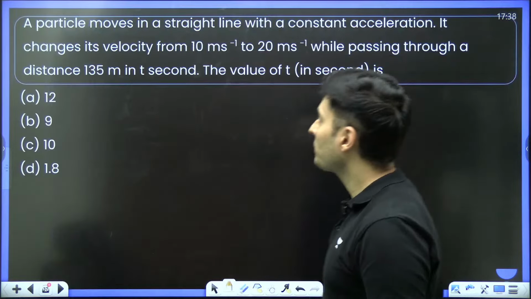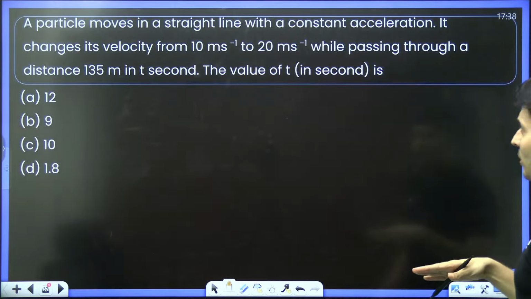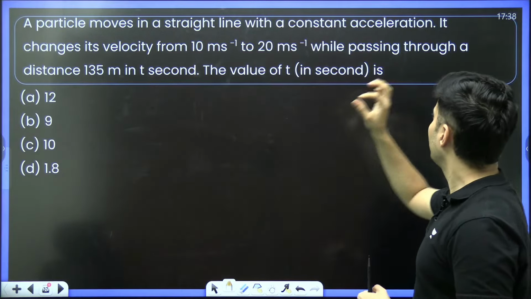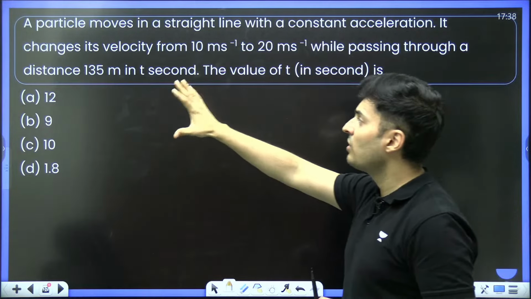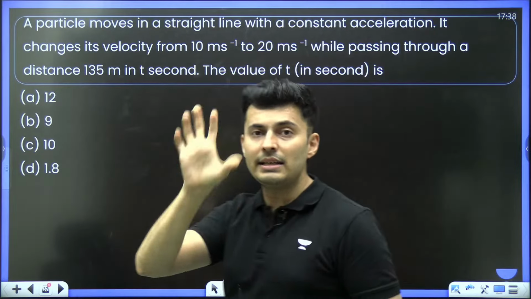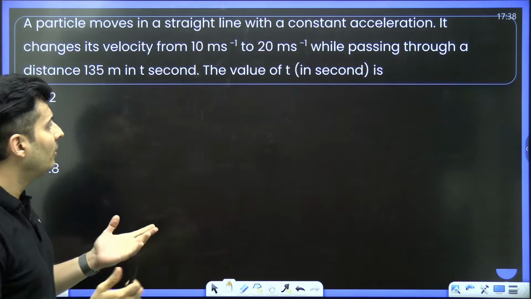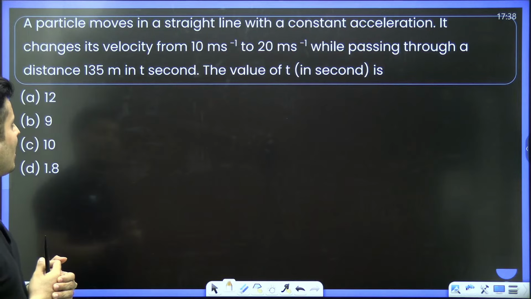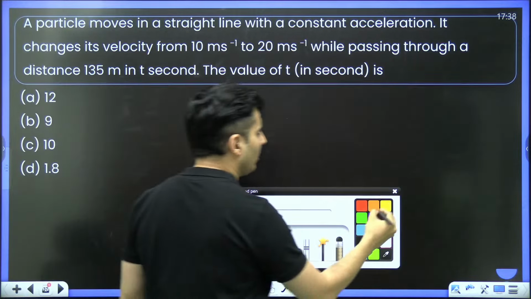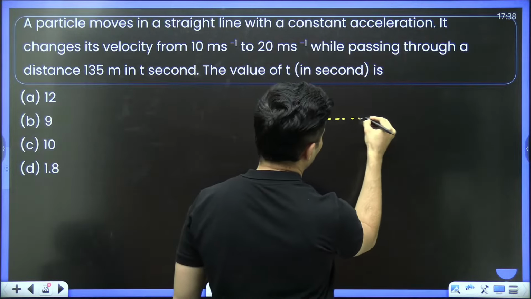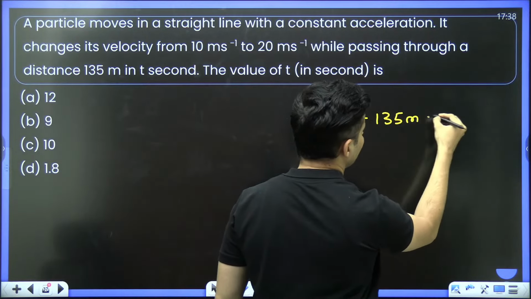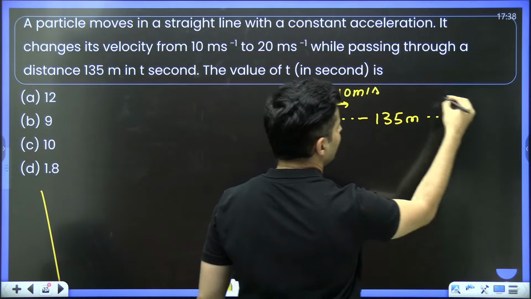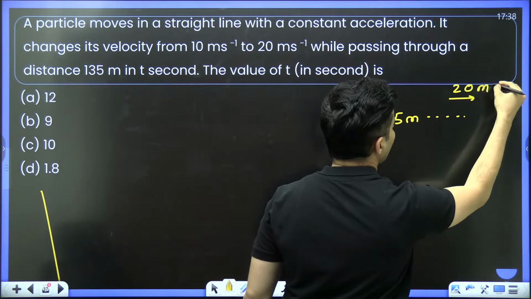All right, moving on. A particle moves in a straight line with constant acceleration, and its velocity changes from 10 to 20 when it passes a distance of 135 meters in t seconds. What is the value of this particular time? Which equation do you think we can use? I will first write down all the pieces of information I know. I'm going along a straight line, 135 meters. Here the speed is basically 10 meters per second. Here the speed is basically 20 meters per second.